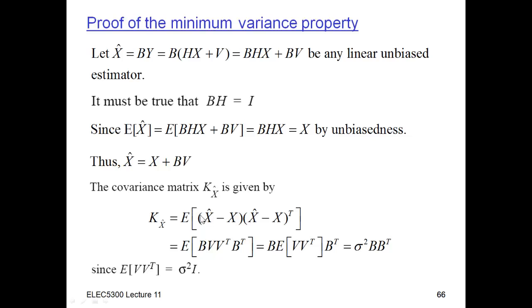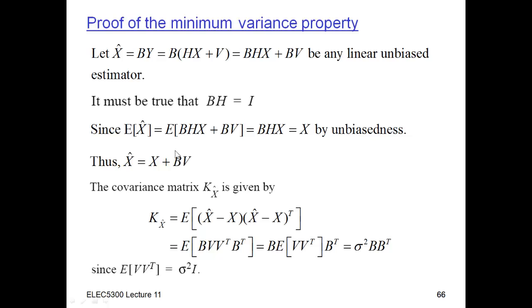To prove the minimum variance property, we're just going to take any other estimator. Now I'm going to substitute in the function for y here, and then I'm going to expand it out like this. And because this is unbiased, it must be true that when I take the expected value of this, I get x. And so since v is zero mean, when I take the expected value of this, I get just B H x. And so in order for this to be x, I must have that B H is equal to the identity matrix. So x hat then is just x plus B v, and so the only thing that's happening is that B v is just kind of shaping the noise in a different way.